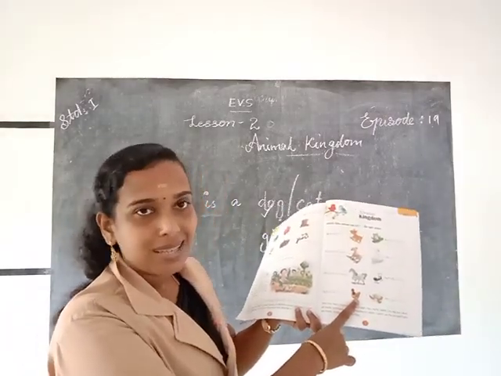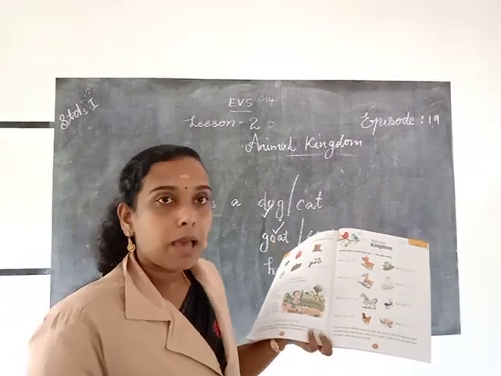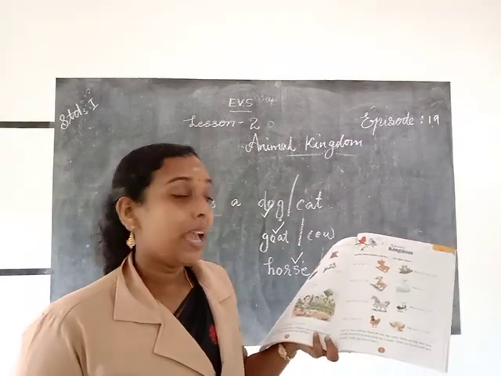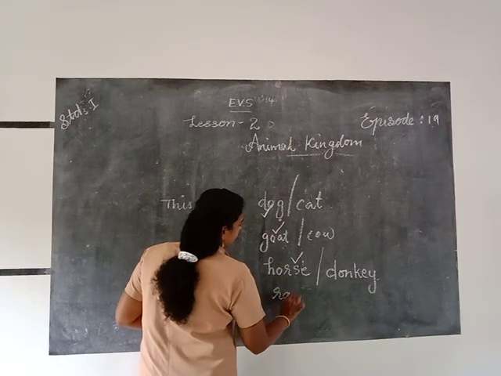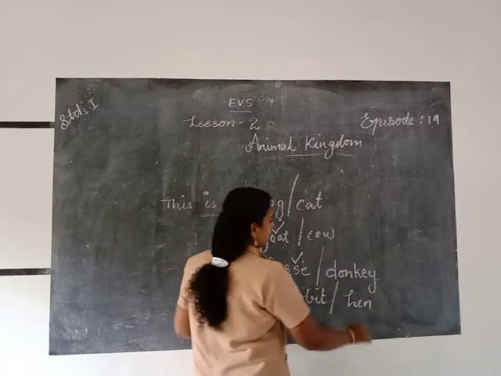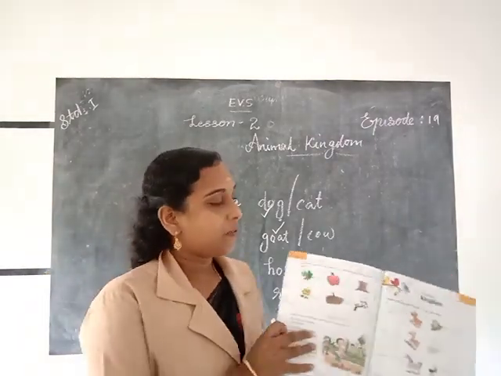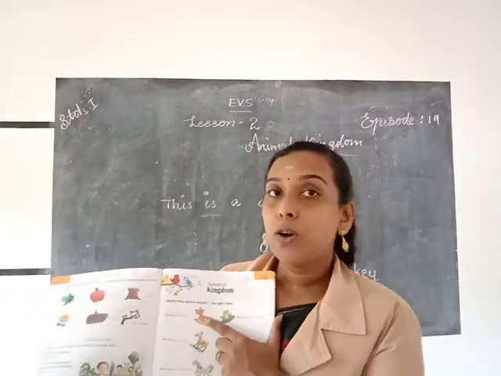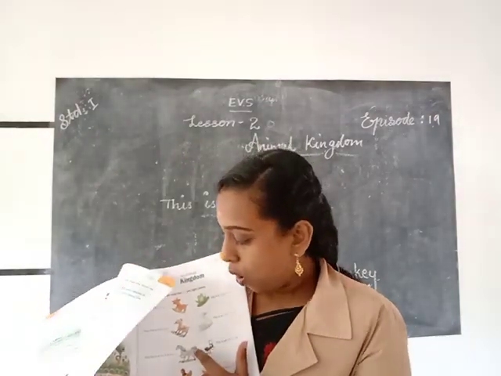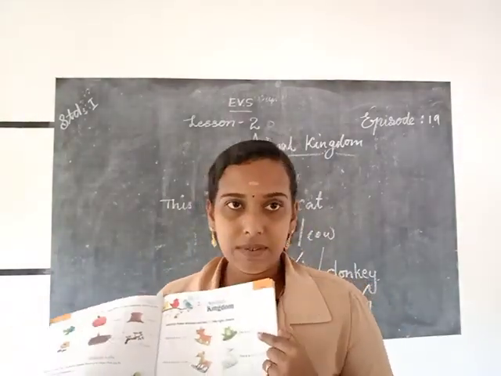Then the next one. Here is the picture. What is this? This is a hen. The option is rabbit or hen. Is it a rabbit? No, this is a hen. R-A-B-B-I-T, rabbit, or hen, H-E-N. The correct option is hen, so take the option hen. So the first question: this is a dog, this is a goat, this is a horse, and this is a hen, H-E-N. Then here's the next question.